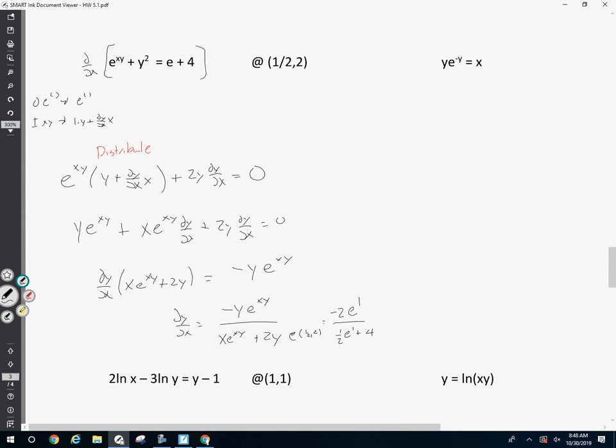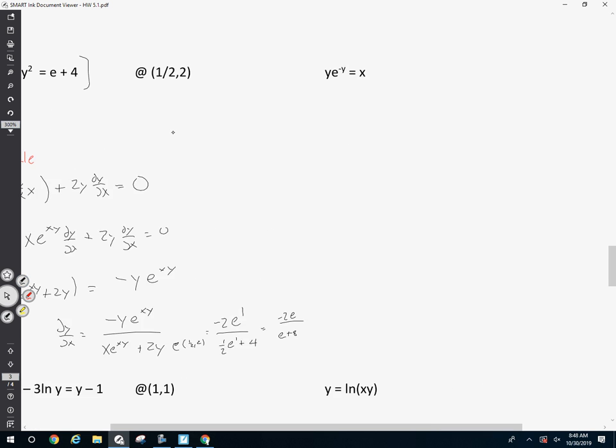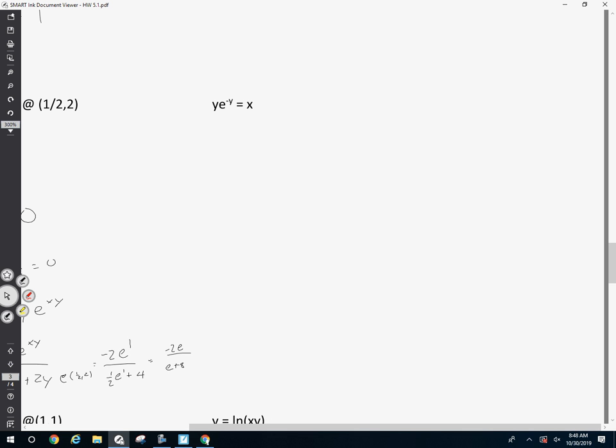I don't know. Let's just prepare ourselves to simplify this. You can multiply the top and bottom by 2. You get negative 2e over e plus 8. That's to the extent of what I would do, which is just get rid of this fraction in the denominator. You can't simplify the e's because of the plus, so you would stop there. I forgot to multiply the top by 2.